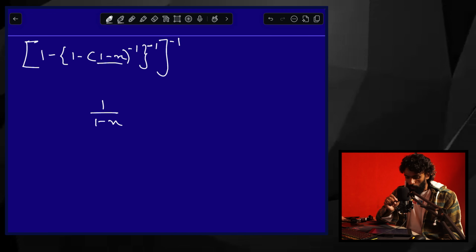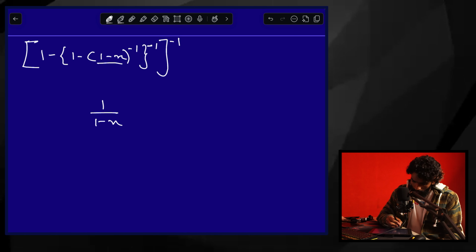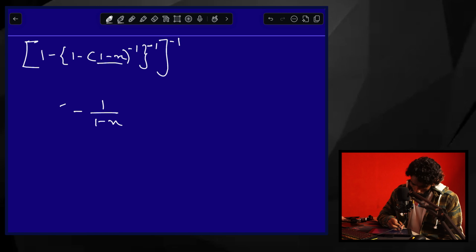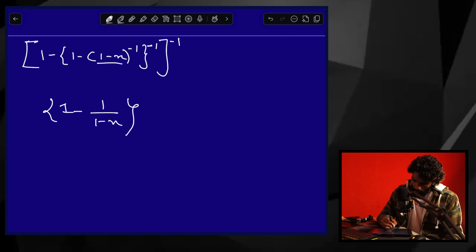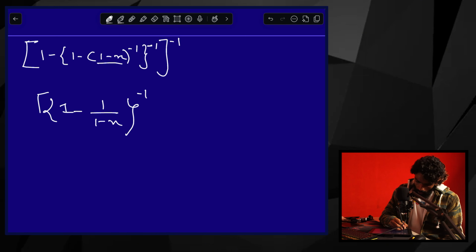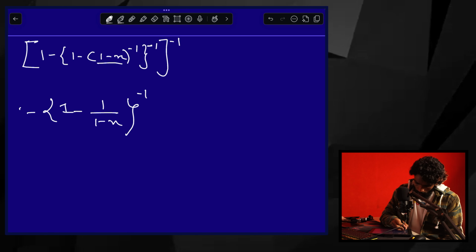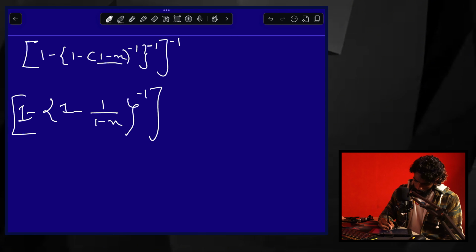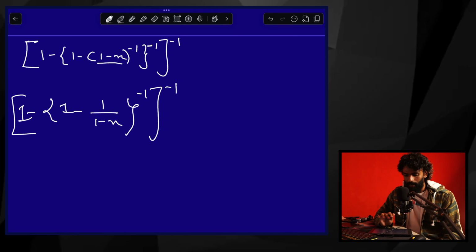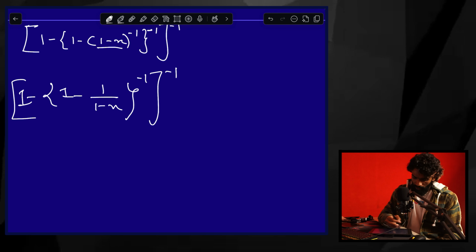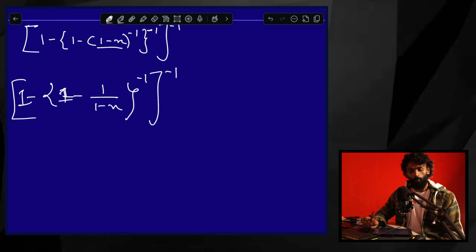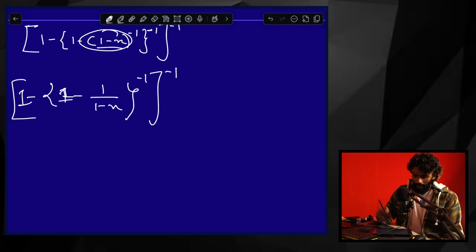Done. The moment I solved the innermost bracket, I realized that there was a minus outside, there was a 1 outside, along with the flower bracket to the power -1. Then -1 here, close the square brackets, -1. This is exactly what happened after simplifying the first step. Okay, I hope you guys have no doubt there. So this part got simplified, I moved here.